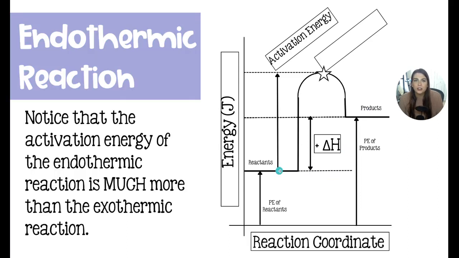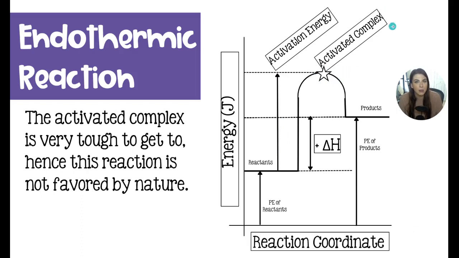The activation energy on an endothermic reaction is much more than it is on the exothermic. And that is because we gotta get these reactants to have a lot of energy to hit that activated complex, which again is the apex of the reaction. In this case, the activation energy is probably something like fire or a spark, something with a lot of heat energy. Because this activation energy is so tall, this reaction is not really favored by nature. It's not just because we need a lot of energy to get it started, but also because the products have more energy than the reactants.